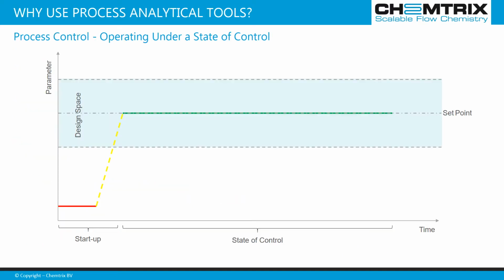So if we look at the use of PAT under process control, what we're looking for is monitoring a change in the process. And here you can see at startup we go from having no flow to flow now coming up to the set point, and we're measuring over a period of time no deviation from the set point. This green period can be determined as a state of control. So you're operating within your design space, you're operating at your set point, therefore your product quality is of a high enough degree for you to start collecting it.